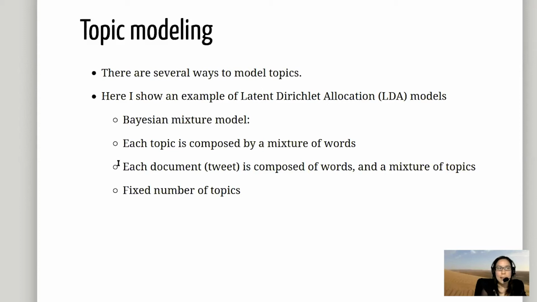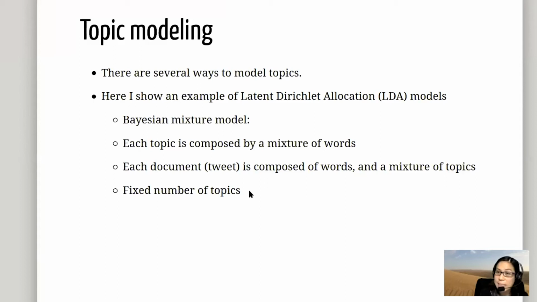So each topic is composed by a mixture of words. Then each document, in this example a tweet, is composed by words, right? Each document is a subset of words. And it's also composed by a mixture of topics. So a tweet can talk about 1 topic, 2 topics, 3 topics, we don't know. If we fix the number of topics, and the number of topics is n, then a tweet can have a maximum of n topics. It can have 1 topic, 2, or so on, a maximum of n.